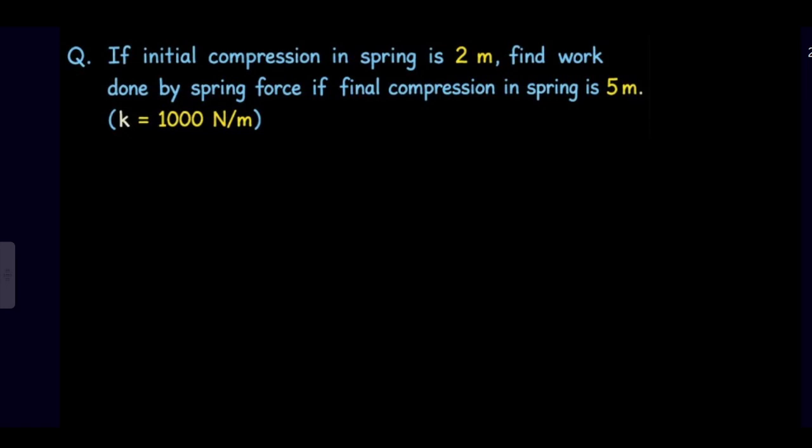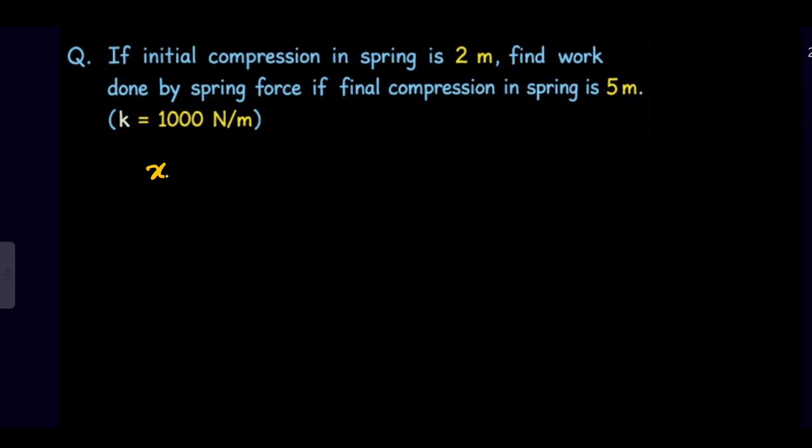They have given the final compression. Yes, they mention it. If they had given "further 5 meters," then 7 would come. But if it is compressed further 5 meters, it means already 2 has happened, further 5, total 7. The terminology is very important.